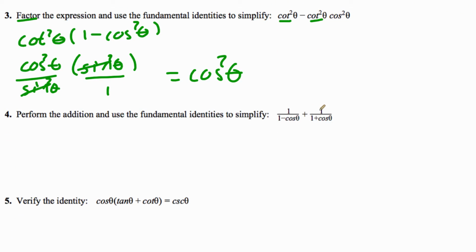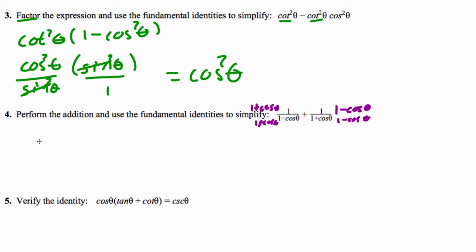Taking a look at number 4, we're given a couple of fractions and asked to add them together and then simplify down. Since we're adding fractions, what we're going to need are common denominators. So this is a case where we're going to multiply each fraction by the other one's denominator. So on the left, we're going to multiply by 1 plus cosine on top and bottom. And on the right-hand fraction, we're going to multiply by 1 minus cosine on top and on bottom.